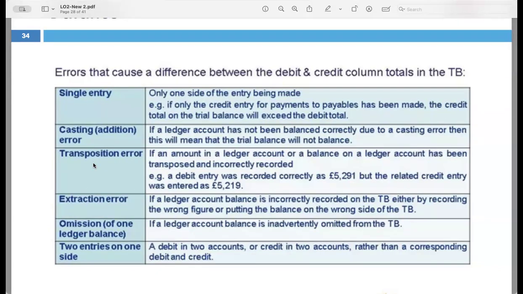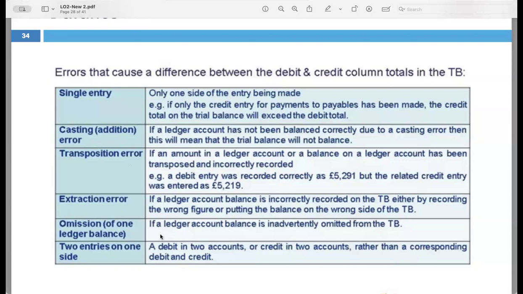Transposition error. When digits within an amount are accidentally reversed during recording, it results in a transposition error. For example, recording 5,291 pound as 5,219 would lead to discrepancies in the trial balance total.